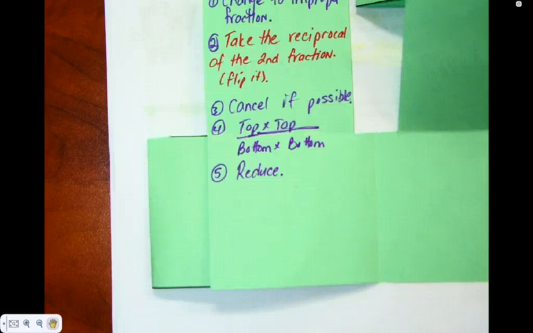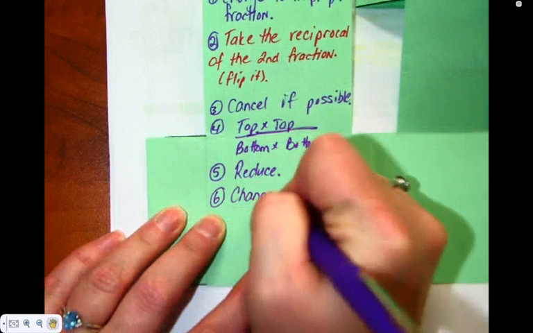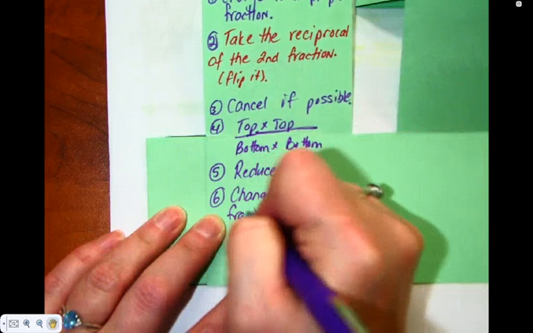What was the last step with adding and subtracting and the last step with multiplying, which is now going to be the last step with dividing? Notice the first step and last step are the same for every single operation.